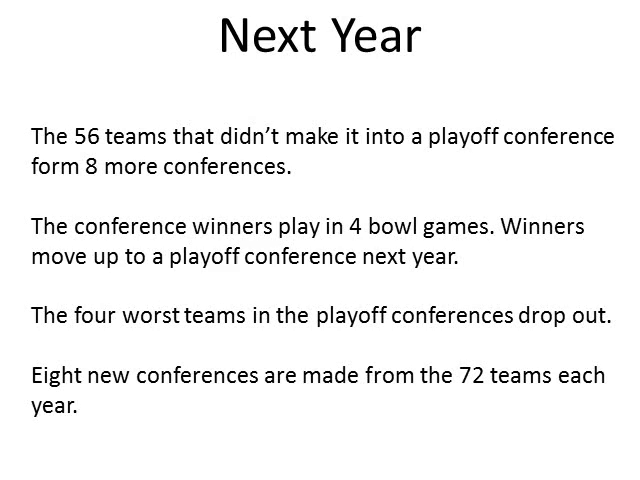So there are 56 teams that don't make it into one of these playoff conferences. And so what we do with them, we put them into 8 more conferences. We have these non-playoff conferences. We have 8 champions from these conferences. They all play each other in a bowl game. They play a single game. The winner of this game moves up into a playoff conference the next year. And then the 4 worst teams from this year, they all drop out. So every year you've got 4 new teams coming into your playoff system. And then you make 8 new conferences again from the 72 teams that you have.